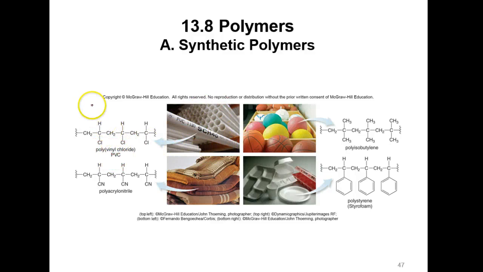So polyvinyl chloride. Anytime you have a double bond, sometimes it's called a vinyl group. So this is the monomer. How do I know? Because here's my repeating unit, CH2, CCl, CH2, CCl, CH2, CCl. That's the monomer. It's also known as PVC. Our PVC pipes, all the pipes throughout our house, are basically polymers of this molecule.